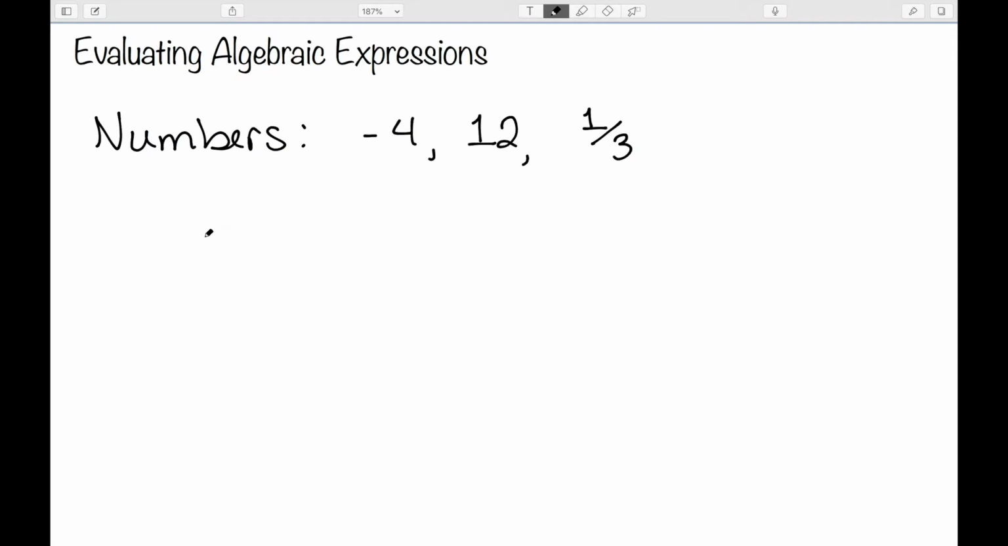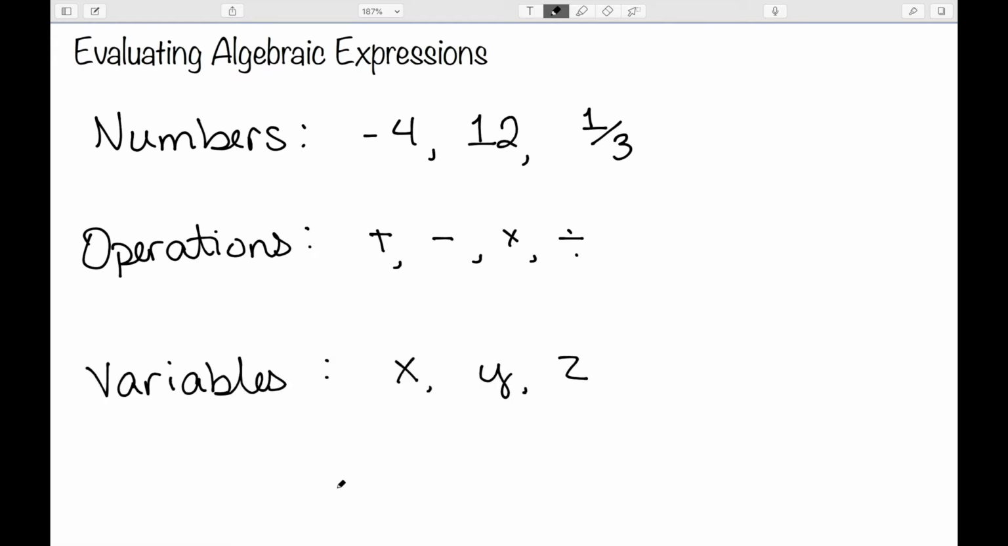The first is numbers, things like -4, 12, 1/3, things like that. The second is operations, addition, subtraction, multiplication, division. This can also include things like exponents. And then things like variables, which we usually represent by x, y, and z.